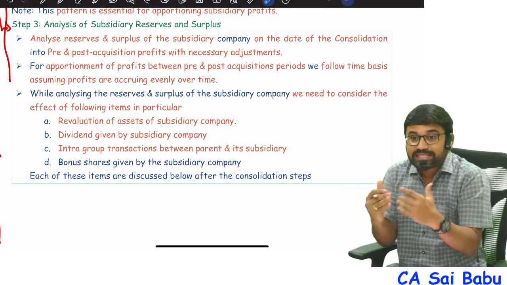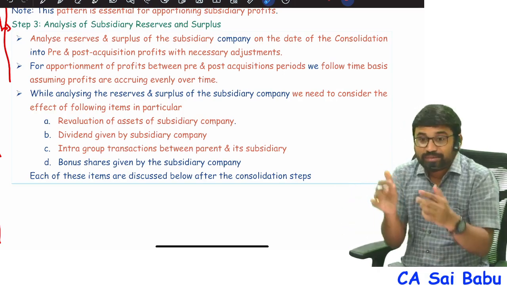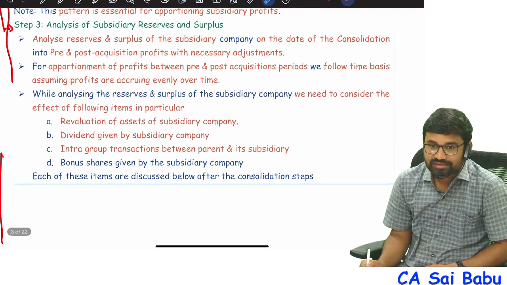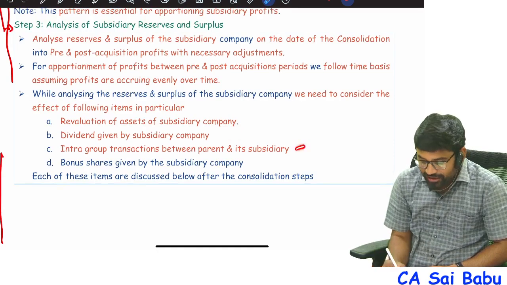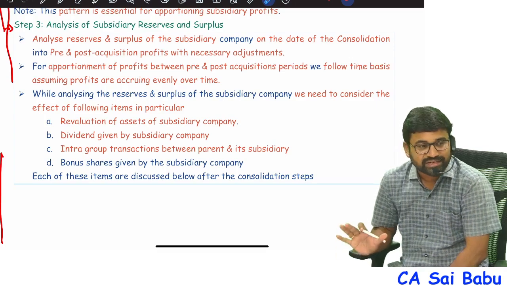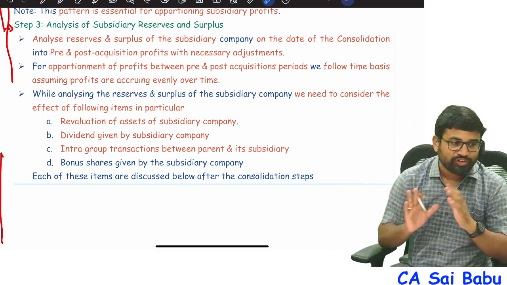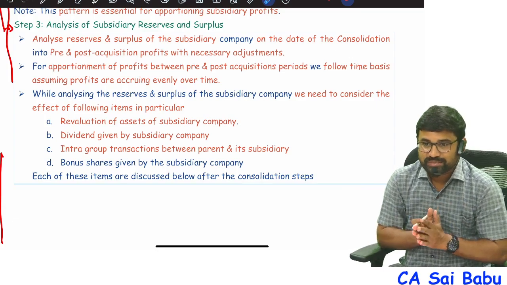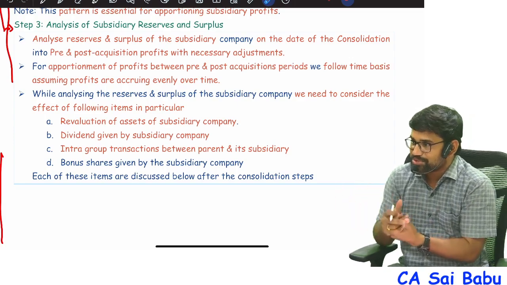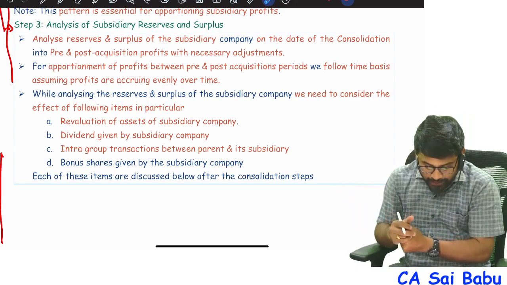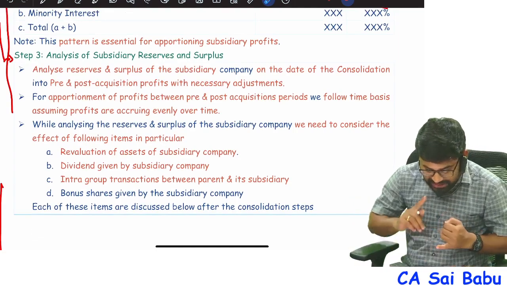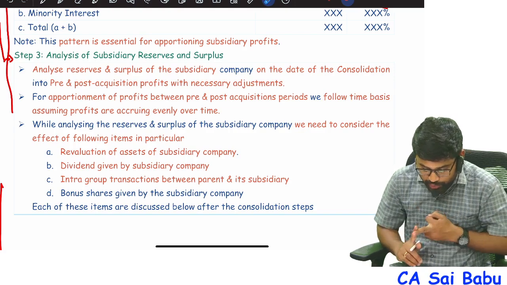Each can be asked as a separate question. And in the big question, generally you see, either you will find revaluation of assets adjustment or dividend adjustments or intra-group transactions between parent and subsidiary. These are the adjustments usually you find in big question sums. If you want, after discussion, you go and check the previous exam question papers. Okay. So I will explain about these revaluation of assets or dividend given by subsidiary, intra-group transactions also.